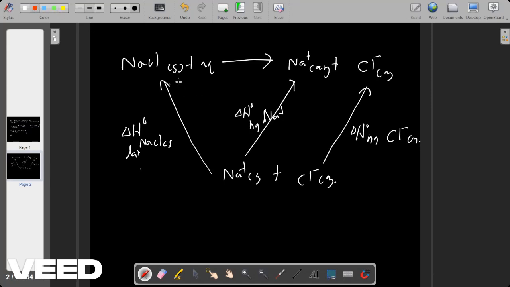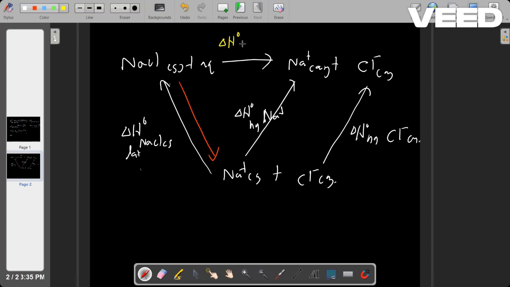So you must write a formula for this. Can you write me a formula now? Adding these values, write me a formula for delta H naught solvation using the other enthalpy values. Delta H naught solvation for sodium chloride. So write me a formula using this Hess cycle.